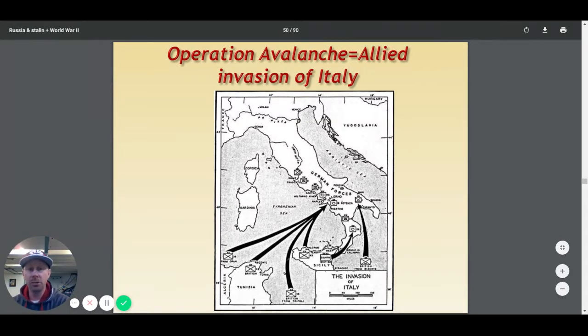Another great battle here, Operation Avalanche, was the Allied invasion of Italy. Once the Allies were able to take Africa, they were able to use Africa as a launch pad to go into Italy and attack. You had fortified areas there that were heavily fortified by the Germans, and the Germans would go into these places and hide and fight back. So you had Nazi troops that were fighting very strong, and there was a lot of death in the invasion of Italy here, otherwise known as Operation Avalanche.